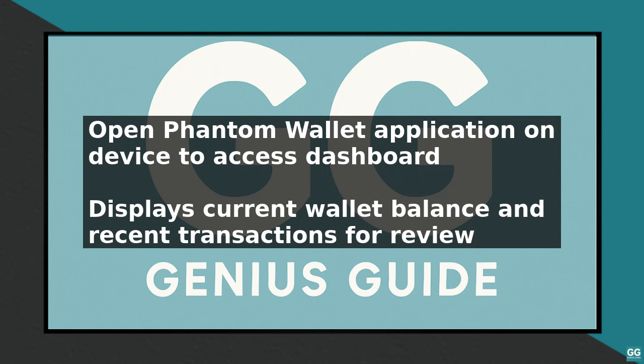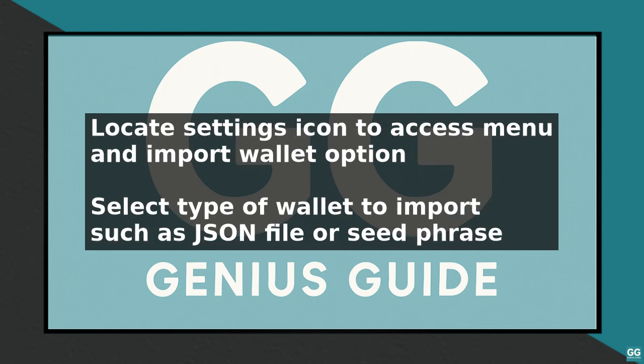You will then be prompted to select the type of wallet you want to import, such as a JSON file or a seed phrase. If you have a JSON file, select this option and navigate to where the file is saved on your device. Then select it to import. If you are using a seed phrase, select the seed phrase option and carefully enter the phrase, making sure to include each word in the correct order.